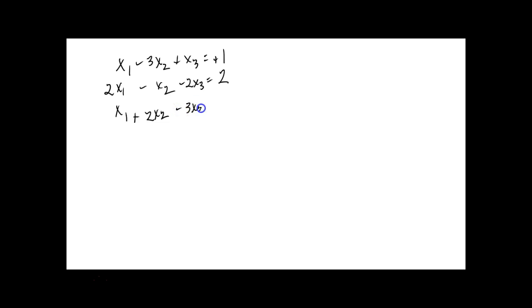Okay. x1 minus 3x2 plus x3 is equal to 1. Sorry, I can't read. 2x1 minus x2 minus 2x3 is equal to 2. And x1 plus 2x2 minus 3x3 is equal to negative 1. Okay, make sure I copied that right.